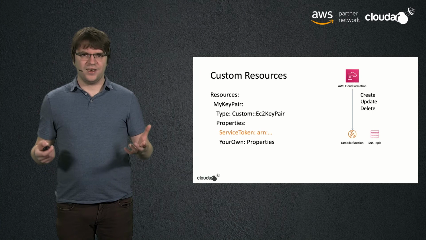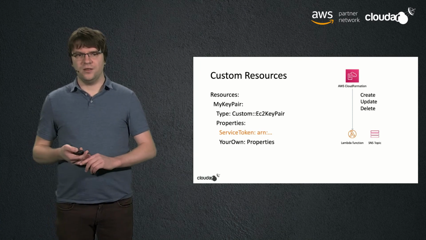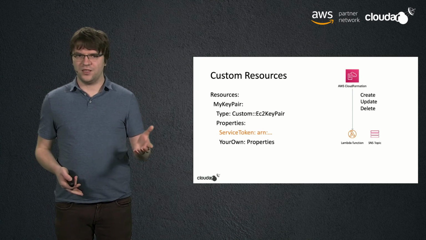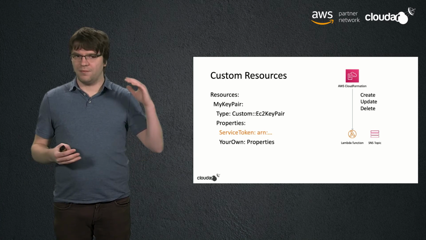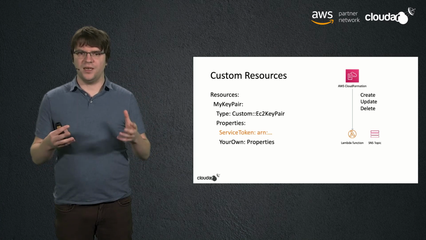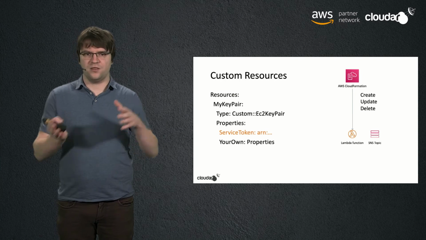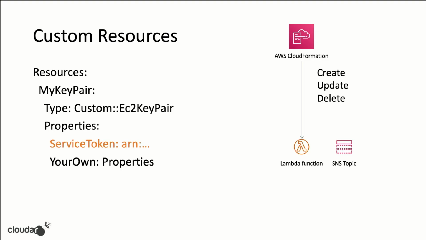What does that look like? A custom resource looks like this, where you have a type that starts with Custom. You have properties. You can pick your own properties, and all those properties will be passed to your Lambda function. But one required property is a service token. And that has to be either a Lambda ARN or an SNS topic. And it's impossible to change that without deleting the resource.